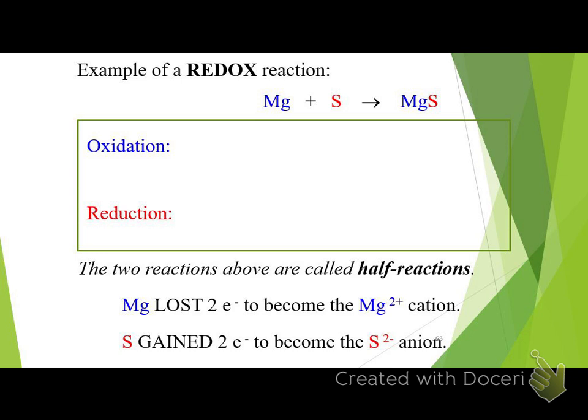To start these out, you must first find the oxidation state of each one of these elements on both sides of the equation. So right now, I want you to write oxidation numbers on top all the way across. Go, do that.